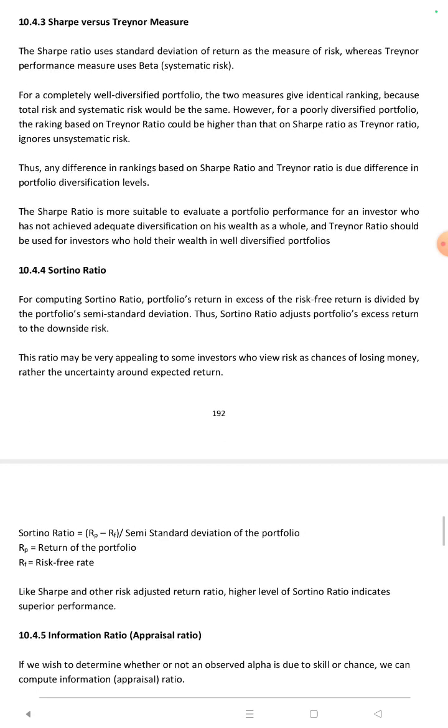Now let's see Sharpe versus Treynor. The Sharpe ratio uses standard deviation of return as the measure of risk, whereas the Treynor performance measure uses beta.